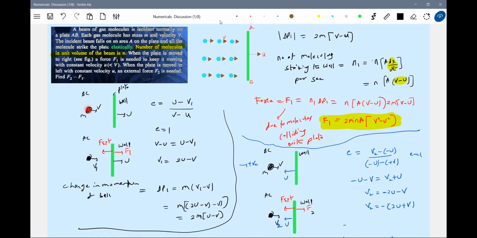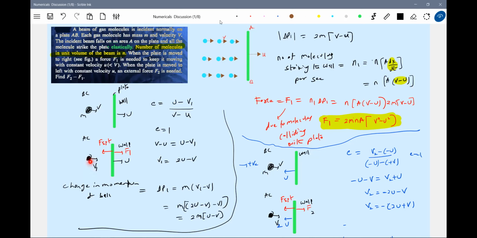Let's first consider the molecule, which will come and collide elastically. After collision, let its velocity be V1. Applying the coefficient of restitution formula, (U minus V1) by (V minus U), and since it is an elastic collision, e equals 1, solving will give the velocity of the molecule after impact.